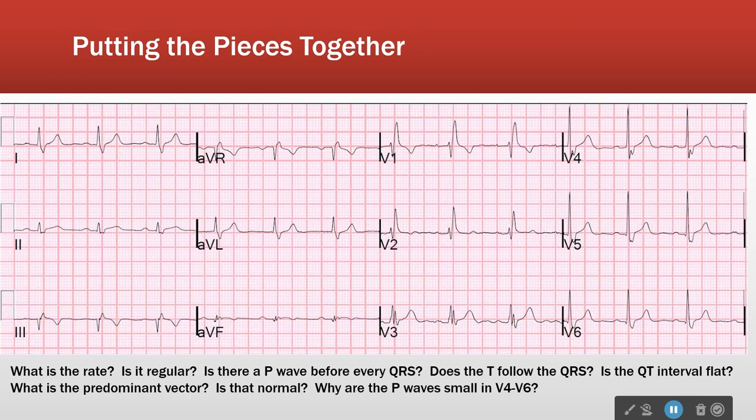Is it regular? What does that mean? Okay, so a regular rhythm has a consistency to it. In other words, the beats are about the same distance in time away from each other. The way we see that in the EKG is that the peaks are about the same distance apart each time. All right? There are plenty of examples of rhythms that are not regular.